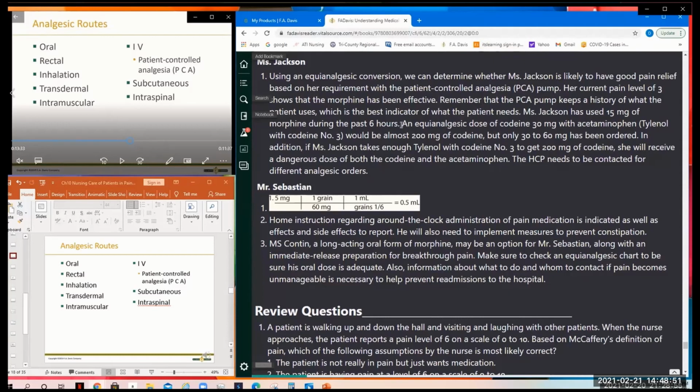An equianalgesic dose of codeine, 30 milligrams, with acetaminophen, Tylenol with codeine number 3, would be almost 200 milligrams of codeine, but only 30 to 60 milligrams has been ordered. In addition, if Ms. Jackson takes enough Tylenol with codeine number 3 to get 200 milligrams of codeine, she will receive a dangerous dose of both the codeine and the acetaminophen. The HCP needs to be contacted for different analgesic orders.